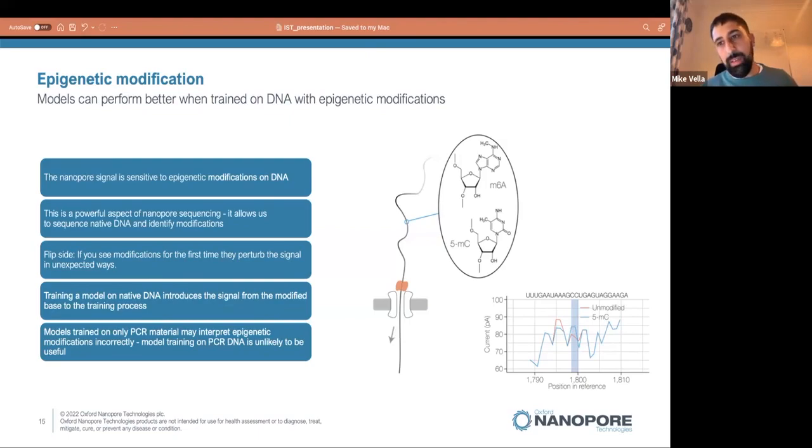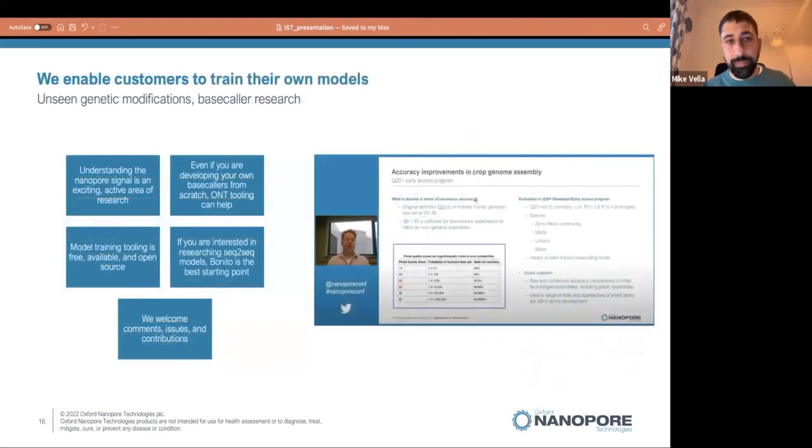Having said that, we can't incorporate all the modifications from nature. There are so many of these modifications, especially in bacteria, that it creates a very challenging problem. What we do, therefore, is enable our customers to train their own models. We recommend this for customers that have modifications which we possibly didn't see in our training process. This is particularly the case, for example, when a customer is sequencing some rather exotic species, some kind of a fungus or bacteria which is not well known or something like that.